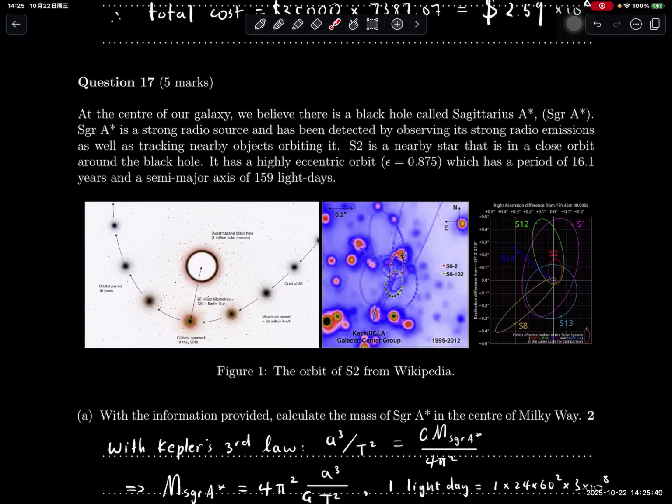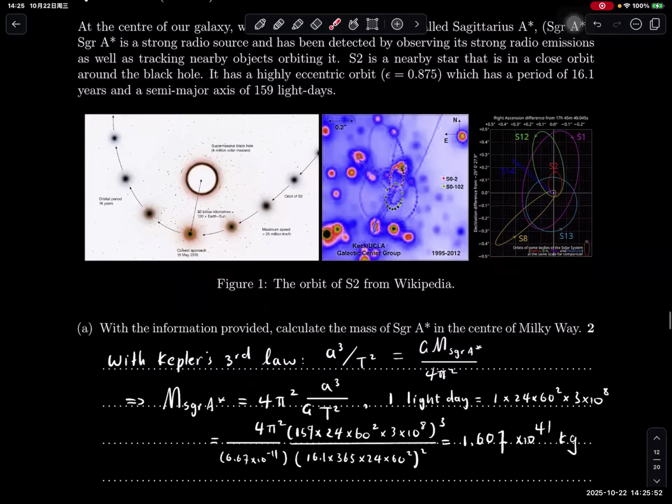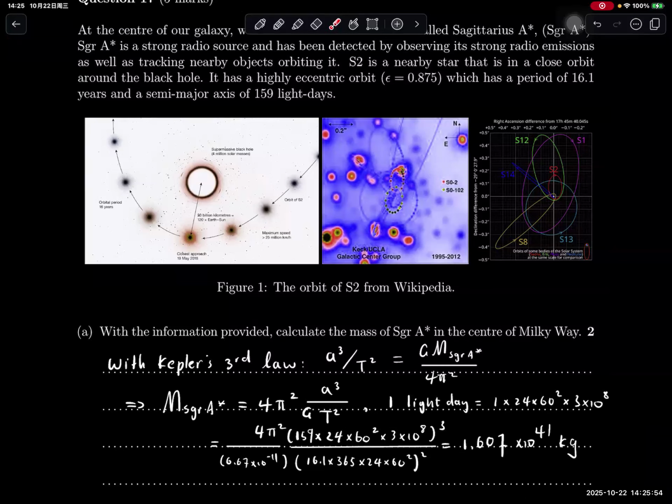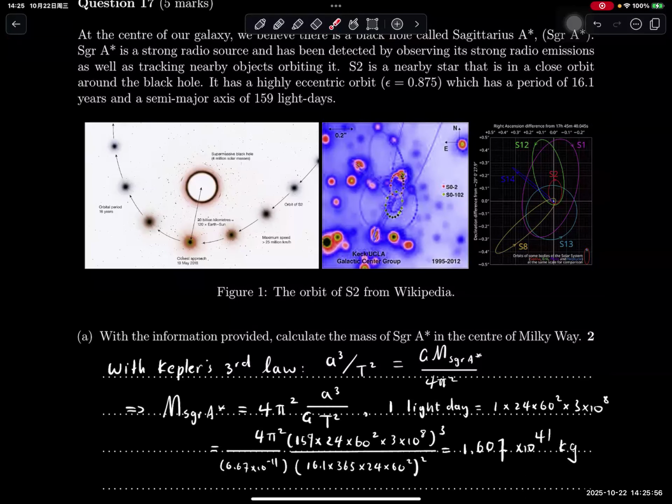So with the information provided, calculate the mass of Sagittarius A star. A bunch of periods and other values are being given.